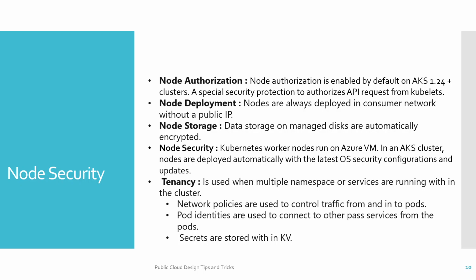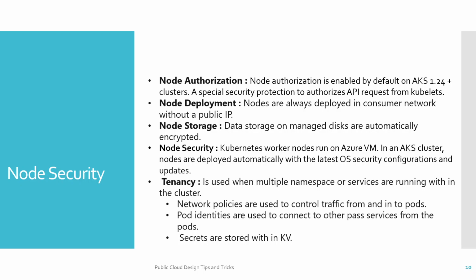Now node deployment, I've already explained that the consumer managed part is always the consumer's responsibility within their own private network. So nodes running in the Kubernetes clusters are always deployed within that private IP space. That ensures that it's not exposed to the public area, and it's not assigning any public IP. Node storage: whenever you are creating nodes within a Kubernetes cluster, data storage on managed disks is automatically encrypted. That ensures encryption of the storage.